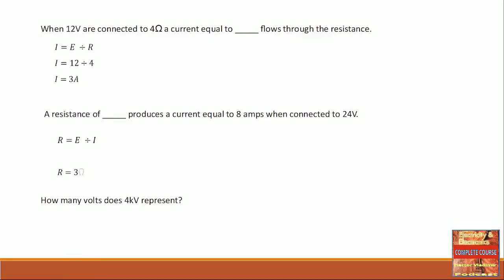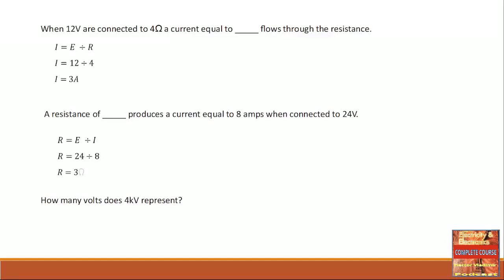The resistance of blank produces a current equal to 8 amps when connected to 24 volts. Again, we use the Ohm's law formula arranged for resistance equals voltage divided by current. In this case, we get resistance equals 24 volts divided by 8 amps. We get an answer of 3 ohms for the resistance.